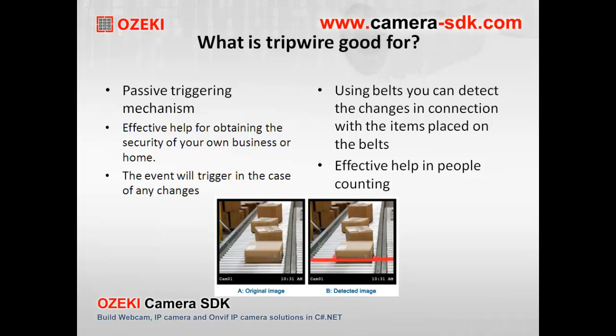First, let's see what Tripwire is used for. Tripwire is a passive triggering mechanism. The Tripwire function can be an effective help if you wish to obtain the security of your own business or even home.